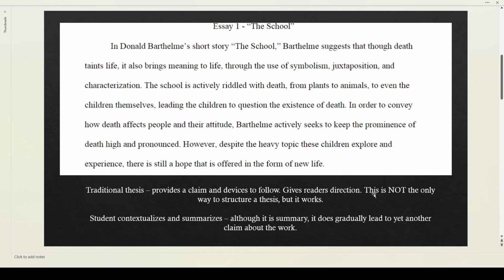So the very last sentence goes, "However, despite the heavy topic these children explore and experience, there is still a hope that is offered in the form of a new life." So the student basically ends their summary and looks at it from a more chronological level. From here to here is basically all the context and summary, right? They're looking at the story from beginning to end, and they even end with a little bit of commentary where they say there's still a hope.